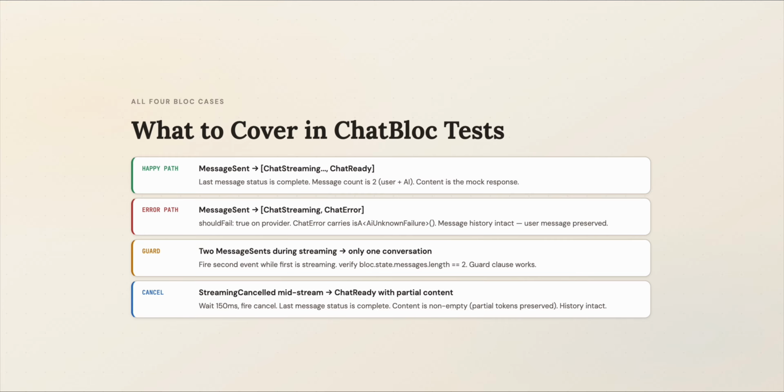Then for the guard test, where two events are fired rapidly, assert only one conversation was started and the second send was ignored. Then for the cancellation, where you fire a send and wait briefly, then fire cancel. You have to assert that the conversation ends in chat ready with a non-empty partial message.